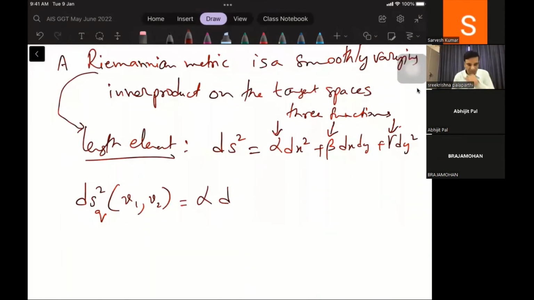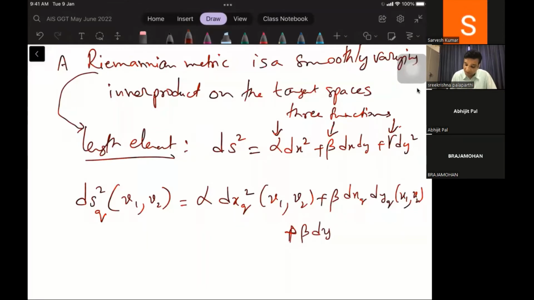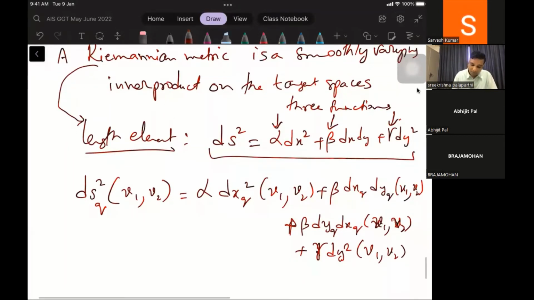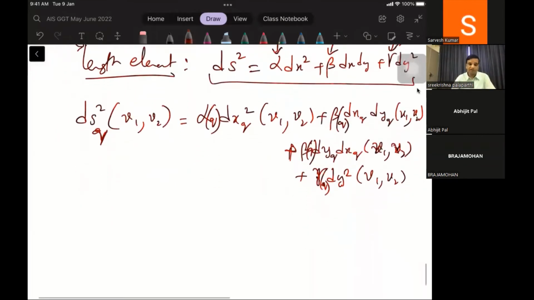ds squared acting on v1, v2 is alpha times dx_q squared acting on v1, v2, plus beta times dx_q dy_q acting on v1, v2, plus by symmetry beta times dy_q dx_q acting on v1, v2, and finally plus gamma dy squared acting on v1, v2. So this is just a symbol. Alpha at a point q is a number, beta at a point q is a number, likewise gamma at a point q. When I apply it at a point q, I have a whole vector space, I pick a couple of vectors from there, and this is how it acts.